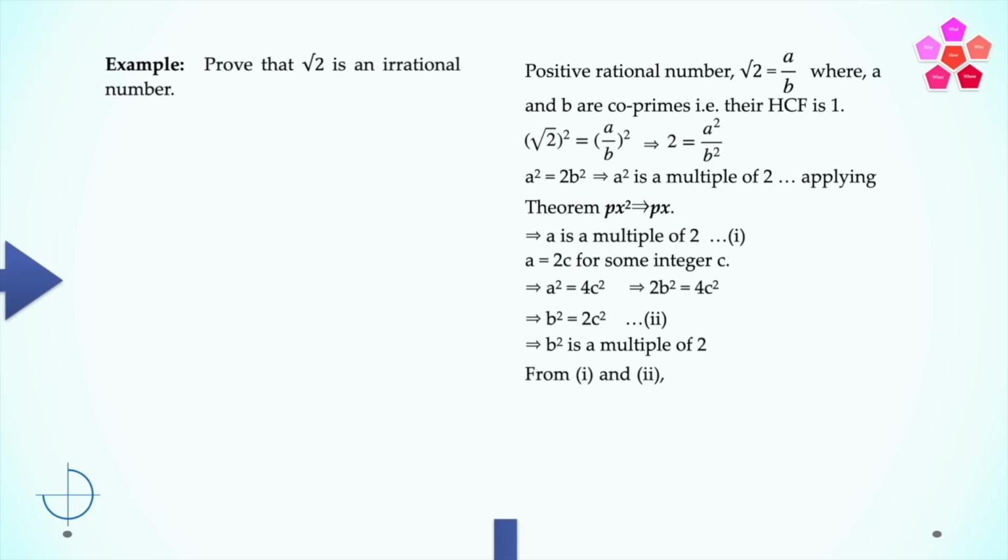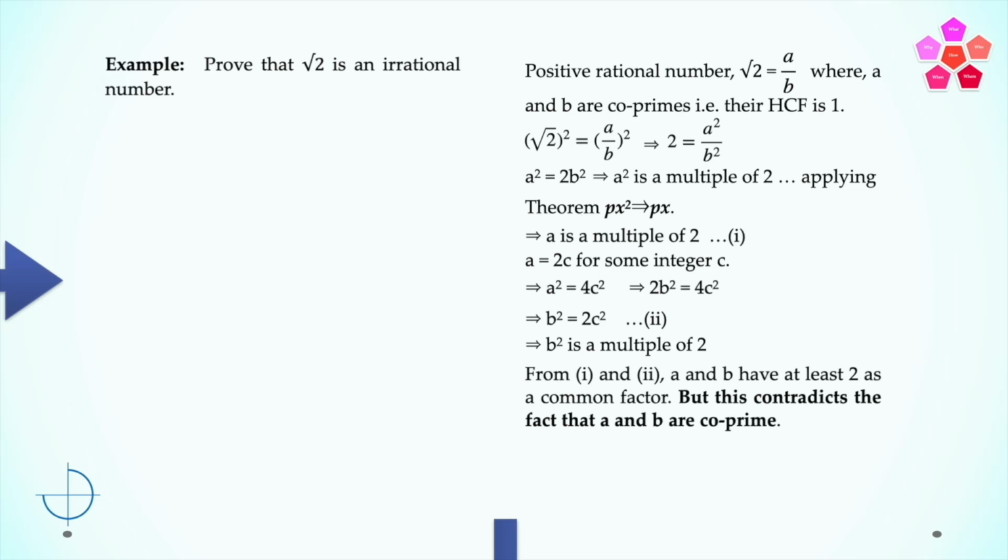From 1 and 2, a and b have at least 2 as a common factor, but this contradicts the fact that a and b are co-prime. Because remember, co-prime numbers just have two factors, 1 and themselves. This means that we are contradicting that root 2 is a rational number, which implies that root 2 is an irrational number.